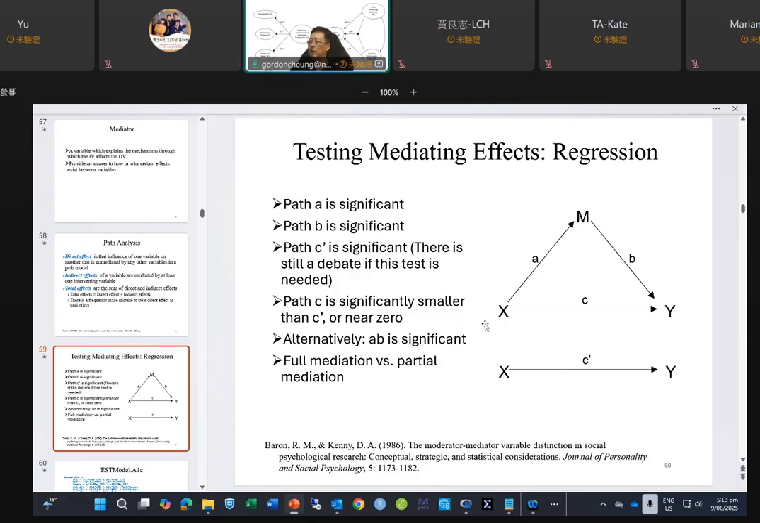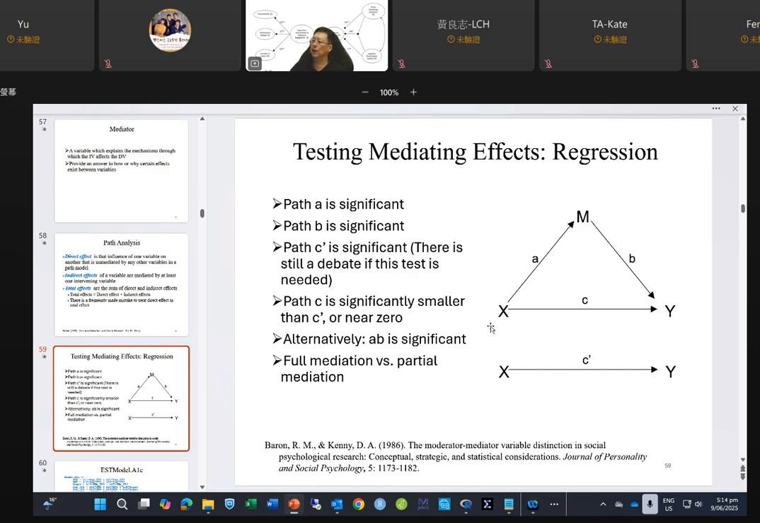So how can we test? Typically, our interest is to test an indirect effect. Typically, people will hypothesize like this: X is positively or negatively related to M, and M is positively or negatively related to Y. And then the third hypothesis is that the effect of X on Y goes through M, so the third hypothesis is a mediating effect. This is a typical way to write your hypotheses: X to M, M to Y, and then the effect of X on Y through M.